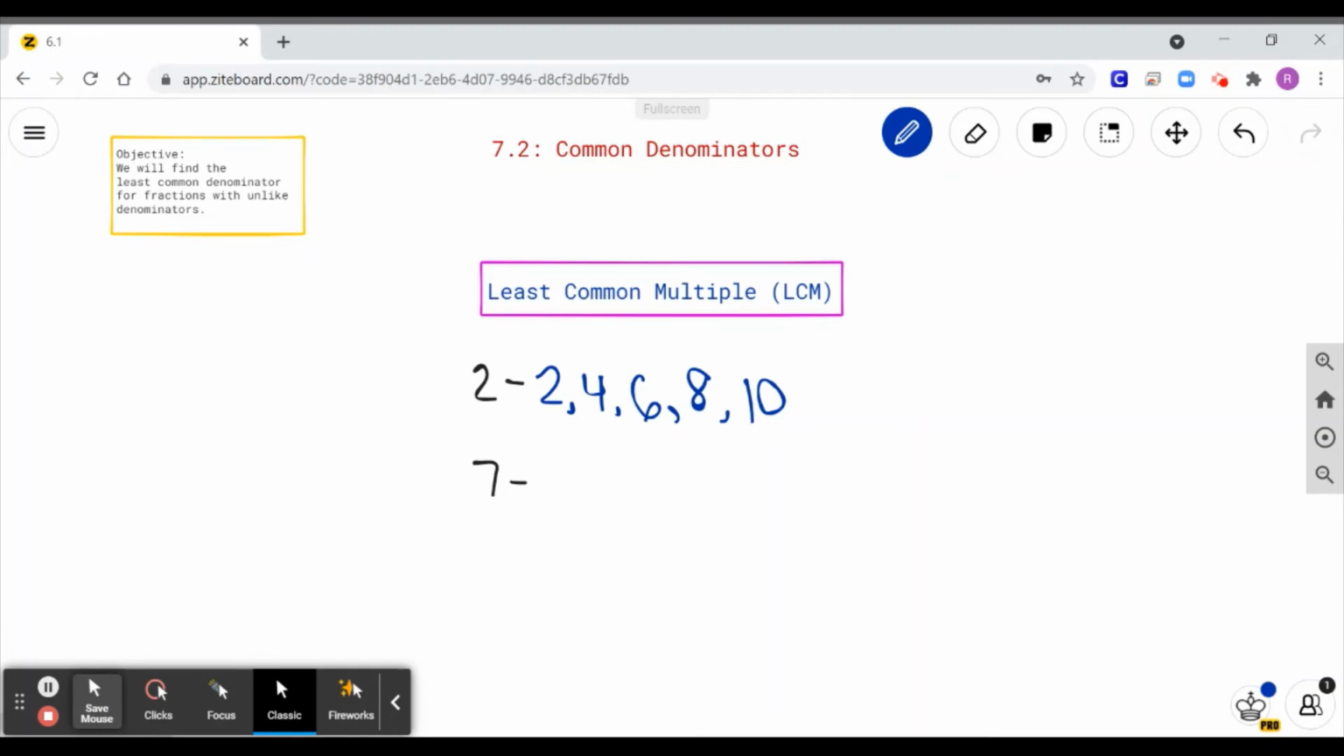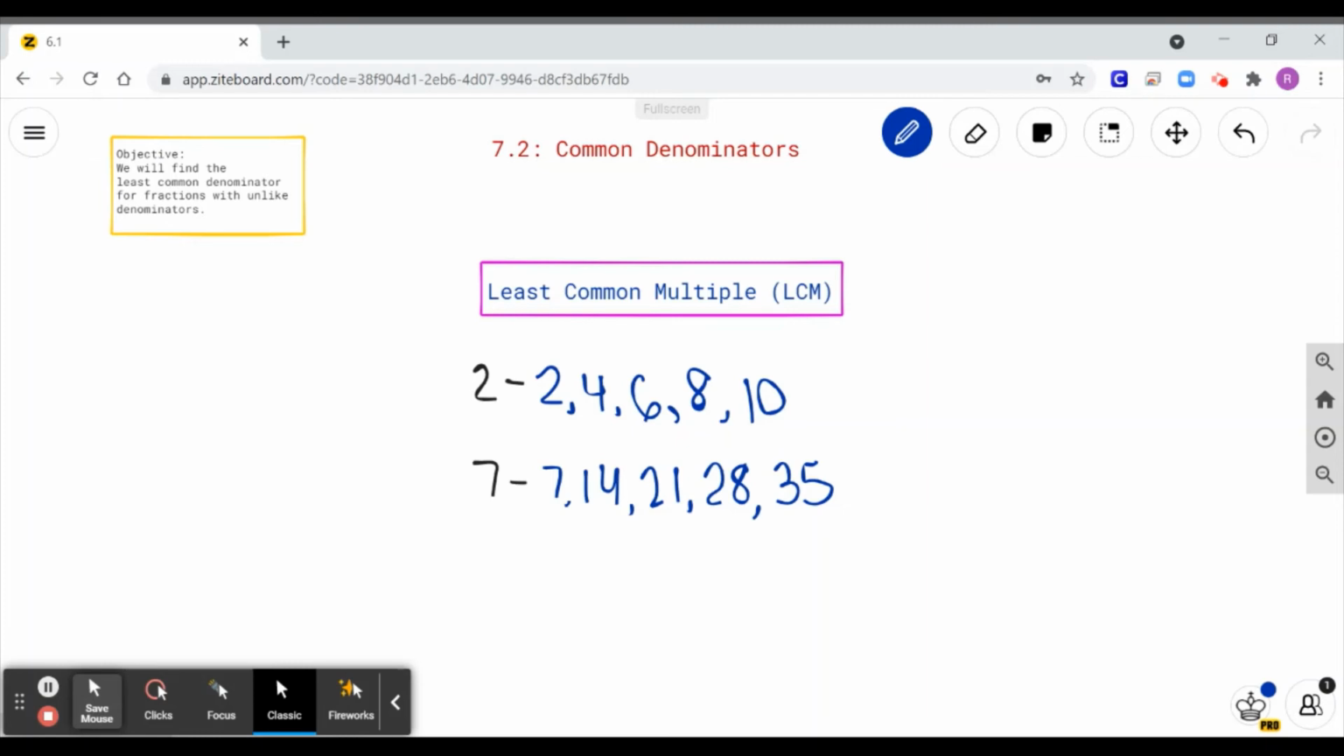Now I'm going to list my first 5 multiples of 7. So 7, 14, 21, 28, and 35. Okay, so now I'm going to compare my 2 rows and see if I see anything that's in common. And honestly, for these 2 numbers, I don't right now. So that means that I need to keep going, okay?